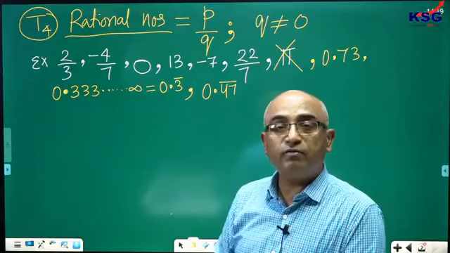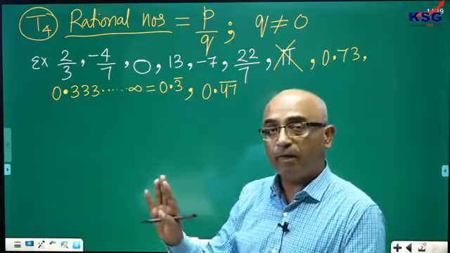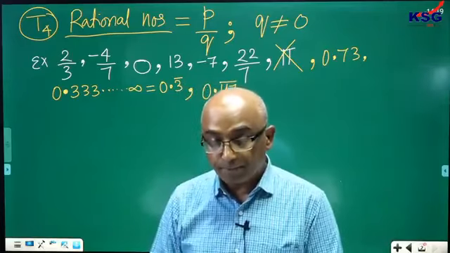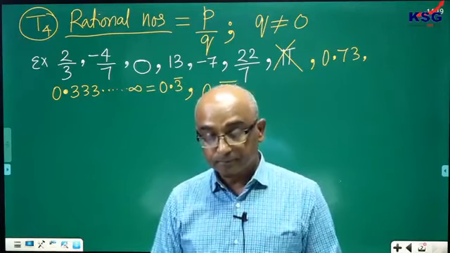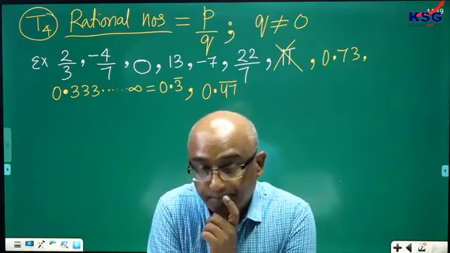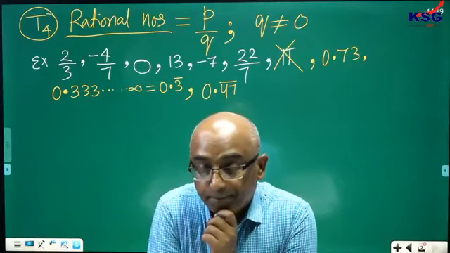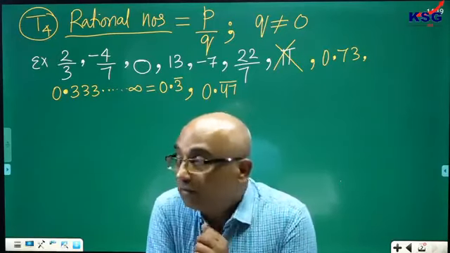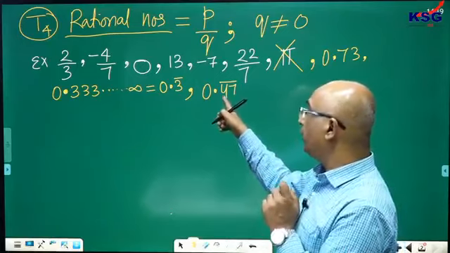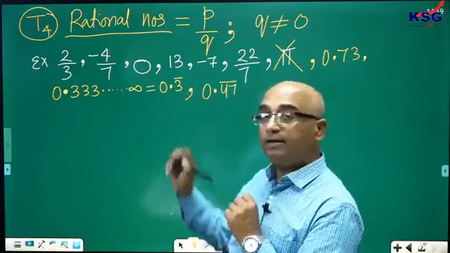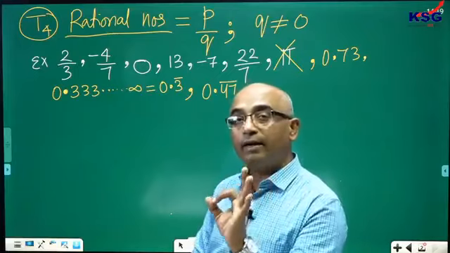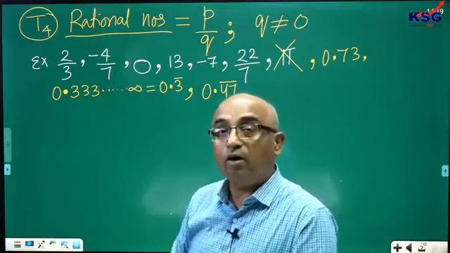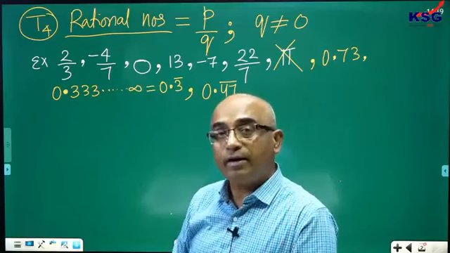So 0.47 bar means 47 repeating till infinity. These kinds of numbers are known as recurring decimals. 0.47 bar and 0.3 bar are examples of recurring decimals, and recurring decimals are always part of rational numbers. So now the question is how to convert a recurring decimal into a rational number.